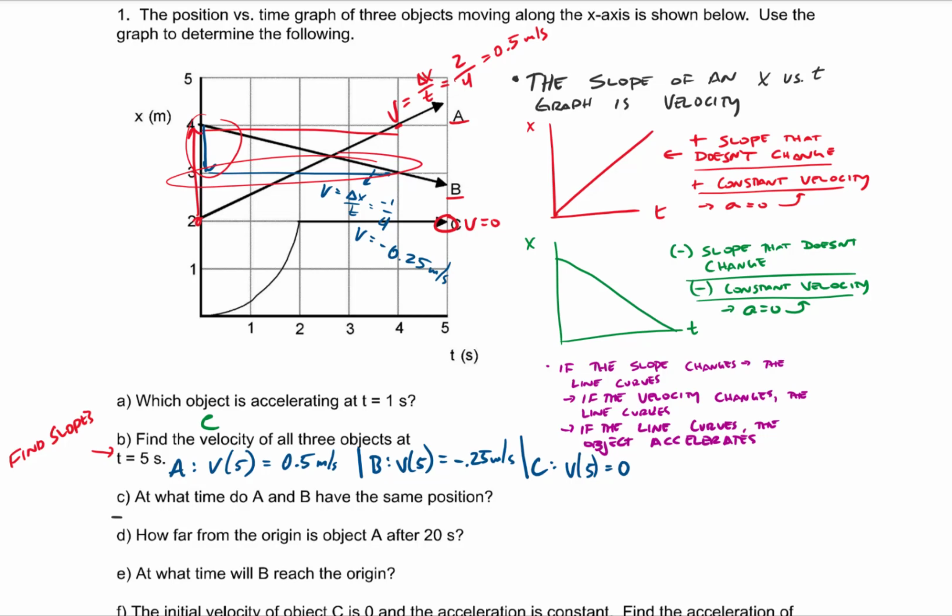At what time do A and B have the same position? That's going to be when their graphs, those lines, cross. Let's write that down. They have the same position when the lines intersect. That's 2.5 seconds.